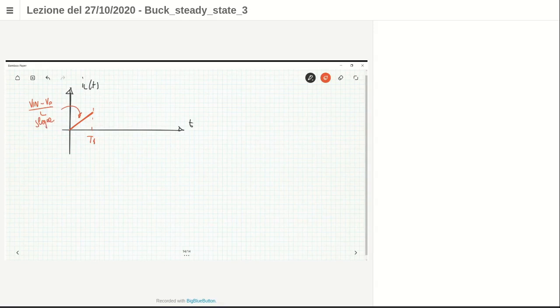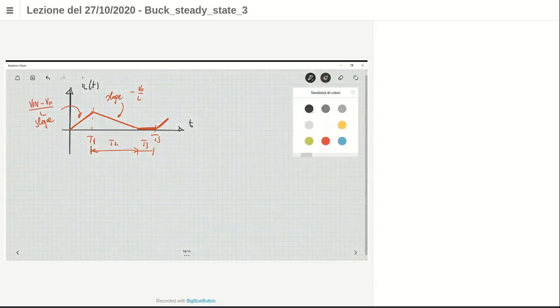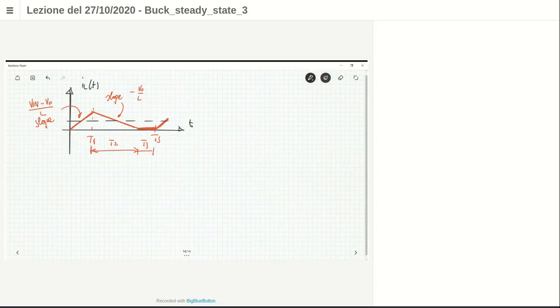Then slope negative, with slope negative V naught over L during the time interval T2, and then 0 when you are during the idle T3. And then the cycle repeats itself. Okay? Which is the average value? The average value of inductor current is always the output current I naught, because no average value of the current can flow to the output capacitance. So this always happens.